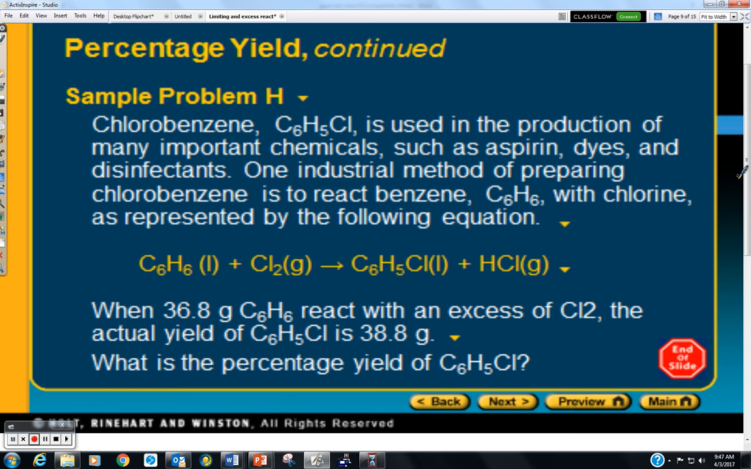If we react 38.6 grams of benzene with an excess of chlorine, this should be Cl2, that should be a subscript 2, not a full size 2. When we react 36.8 grams of benzene with an excess of chlorine. So this is one of those words that you need to pay attention to. When we see this word excess, what is that telling us?